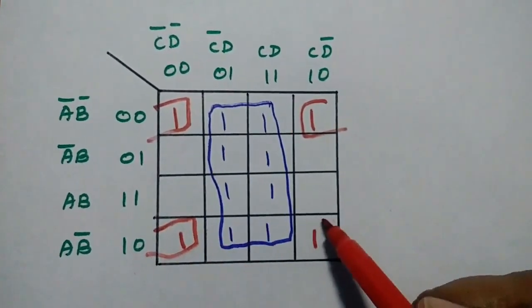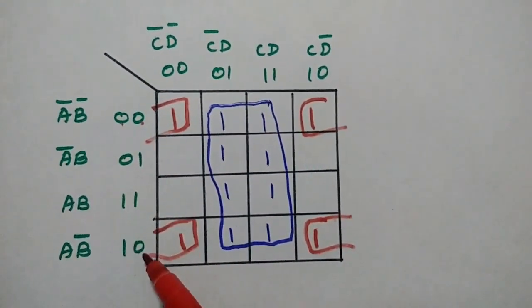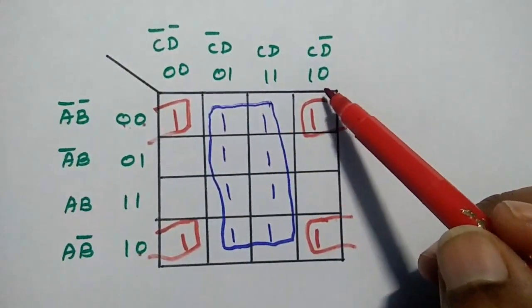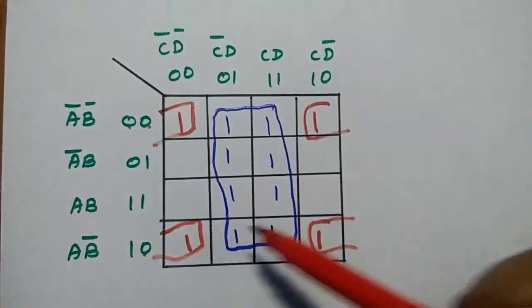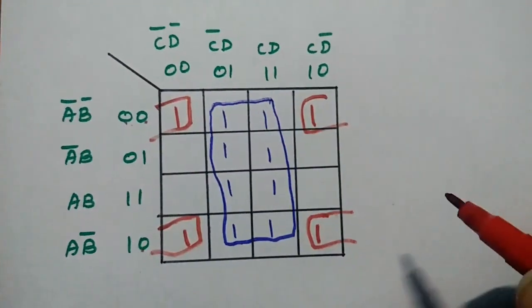Here we can group all together like this because here it is 0 0, here it is 1 0, only one bit is changed. Likewise here it is 0 0, here it is 1 0, only one bit is changed. Correct. So these 4 bits can be grouped as a single quad.